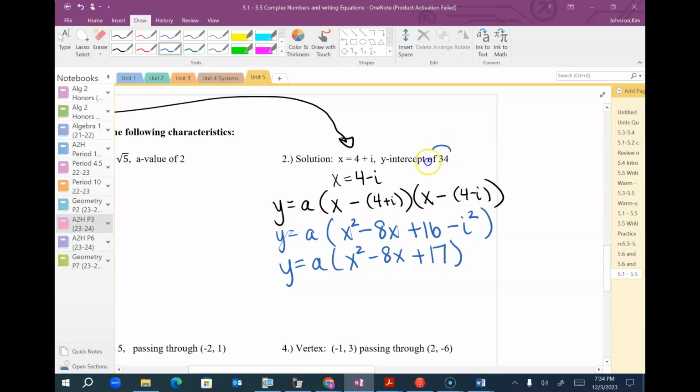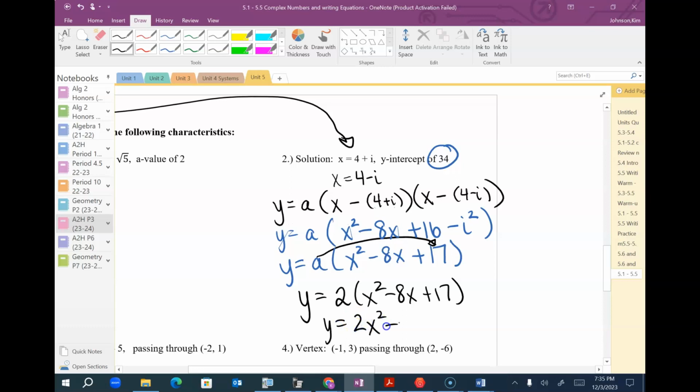I want to have a y-intercept of 34, so I ask myself, what does a need to be so that when I distribute, I will have a c term of 34, and a needs to be 2. So I can write this as 2 times x squared minus 8x plus 17. If I ask you for the answer in standard form, you have to distribute that 2, and voila.